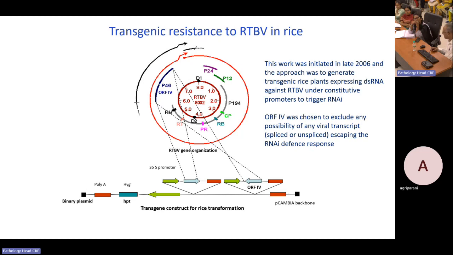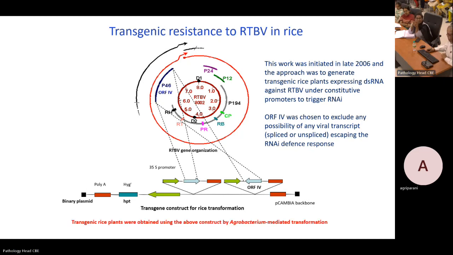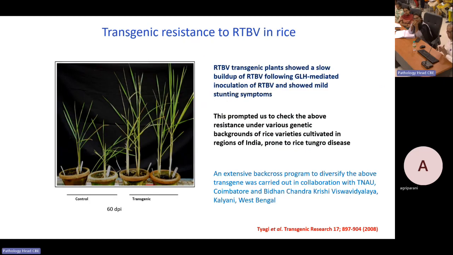So we designed a binary plasmid in which the ORF4 or P46, which is shown there, is cloned in a sense and antisense orientation under 35S promoter. 35S promoter is a constitutive promoter taken from cauliflower mosaic virus. And this construct was used to transform rice. Okay, so this we published in 2008. So 2008 is about 16 years back.